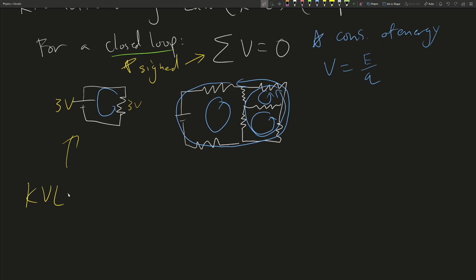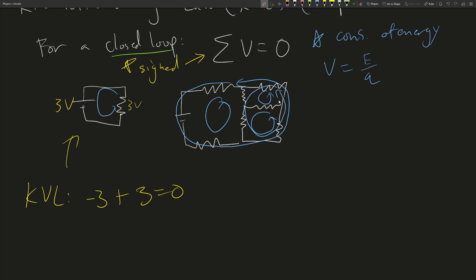So Kirchhoff's voltage law, KVL, states that the sum of the signed voltages is 0. If we follow the loop counterclockwise, we see that the voltage decreases by 3 volts as you go past the battery, because it goes from positive 3 volts to 0 volts, the negative side. So that's negative 3 from the battery, plus 3 volts across the resistor, because you're going from 0 volts to positive 3 volts on the other side of the resistor, is equal to 0. So you have to pay attention to signs.